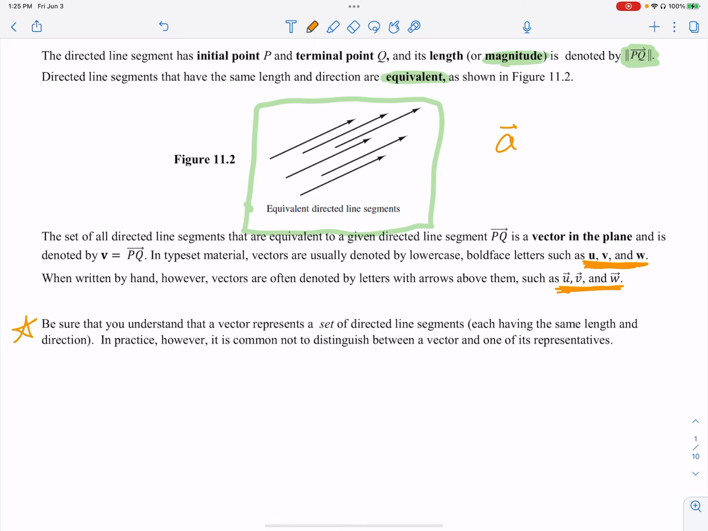This is key, and this is what I was trying to drive home. It's kind of hard to talk about, but understand that a vector represents a set of directed line segments, not just one. And that's what I was saying. It doesn't live anywhere on the graph. These are all the same. It's the same as PQ above.